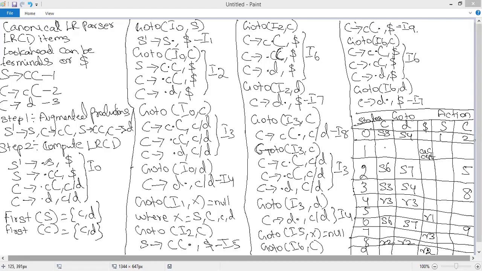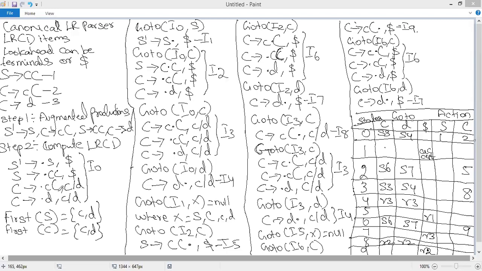Now assume that the dot moves to the next position, going after S. Now it becomes S dot. Now the dot is here, which means after this dot there is no symbol. At that time we have to include the look ahead symbol that is present in the parent production. The parent production contains dollar. Now after this dot, there is a non-terminal C. Again, expand this. Non-terminal C tends to dot terminal c and non-terminal C, comma.